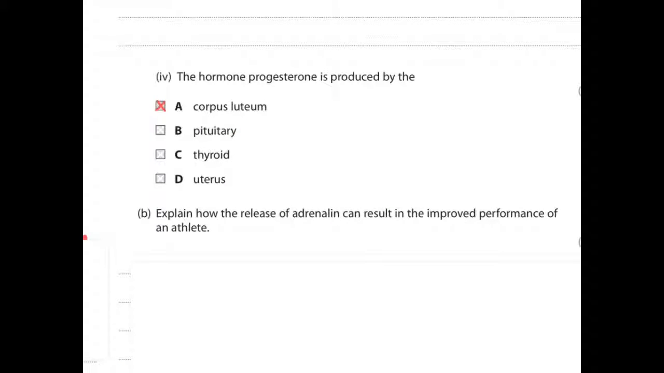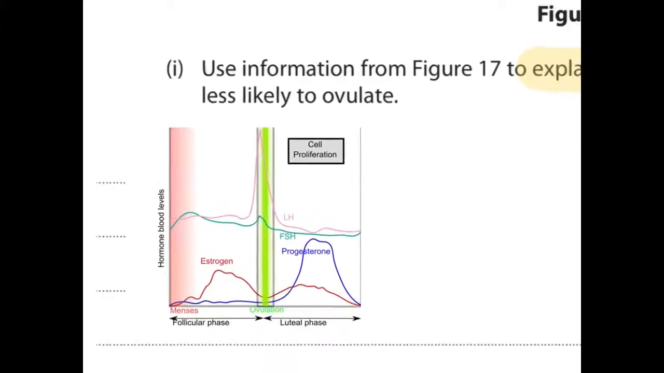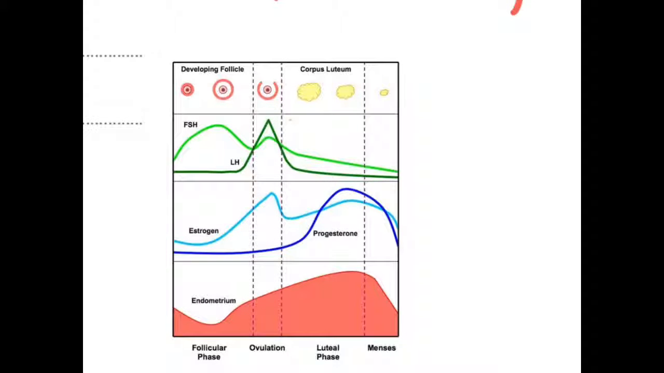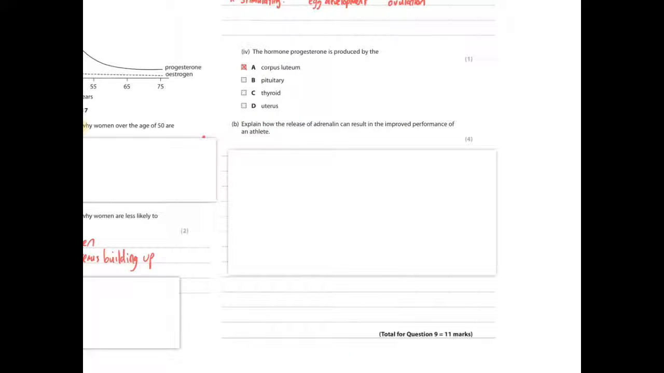The hormone progesterone is produced by... so let's go back, we can see, not on this diagram, in this one. We can see that progesterone starts to build up after this structure here is produced. So once ovulation occurs, the cluster of cells that release the oocyte, that egg cell, start to shrivel up and become another structure called the corpus luteum, which releases progesterone. So the hormone progesterone is produced by the corpus luteum.